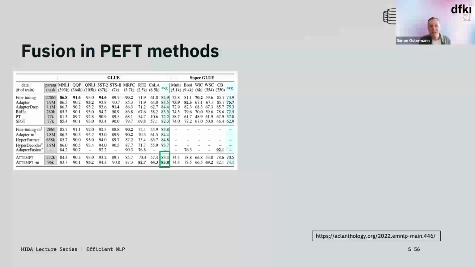And here is yet again a very large table that shows how well this works. So you can see here, ATTEMPT is what this method is called, and it outperforms many other methods, including other PEFT methods like adapters, like prompt tuning, by a larger margin.